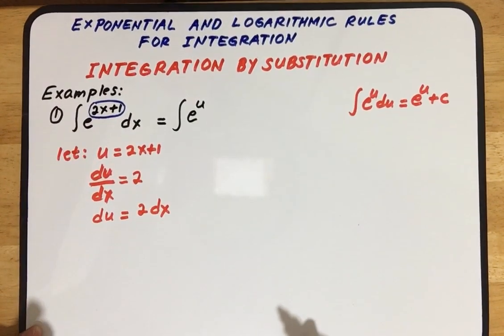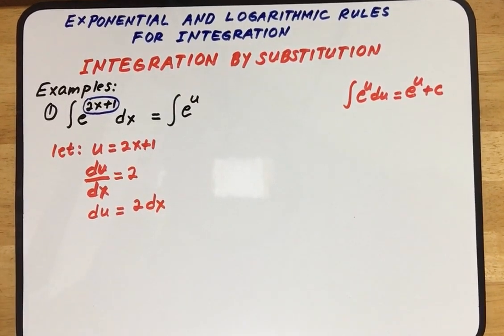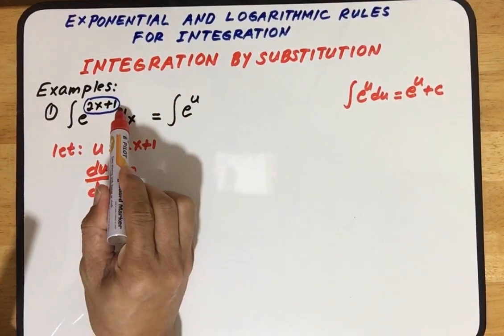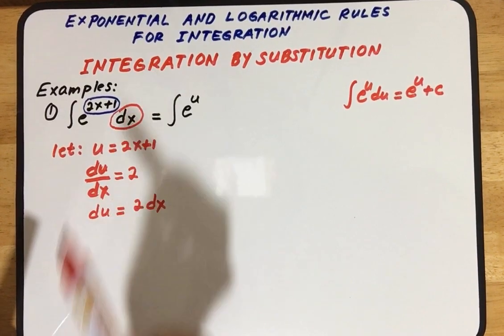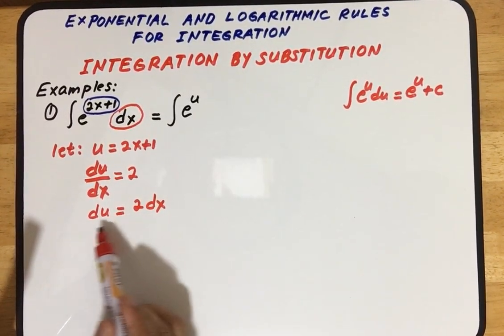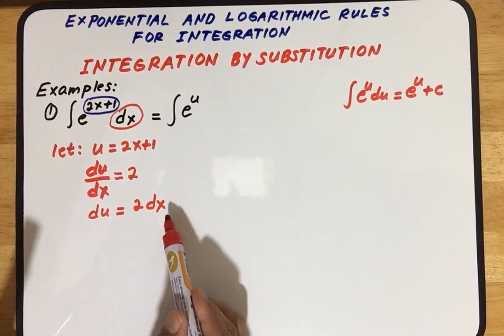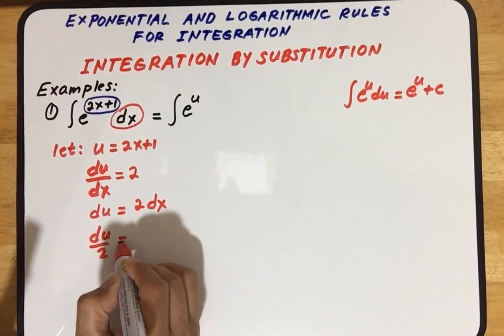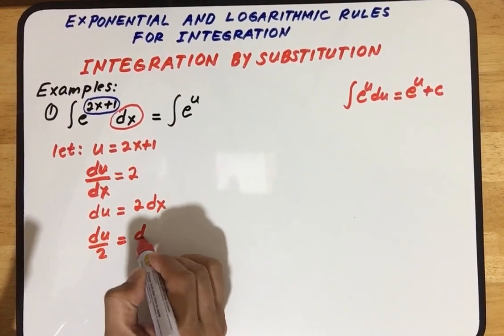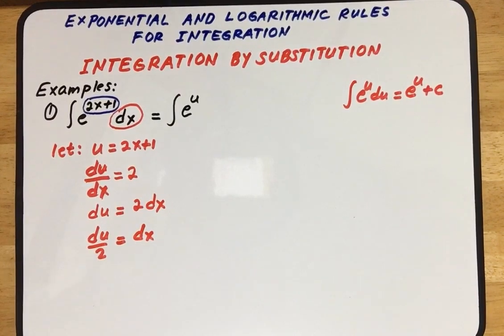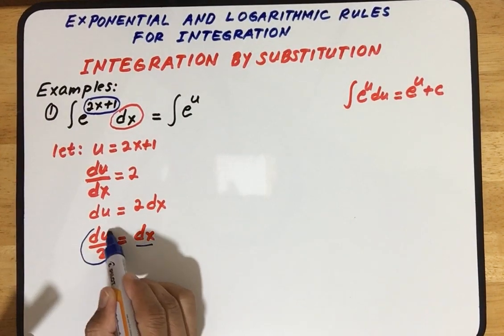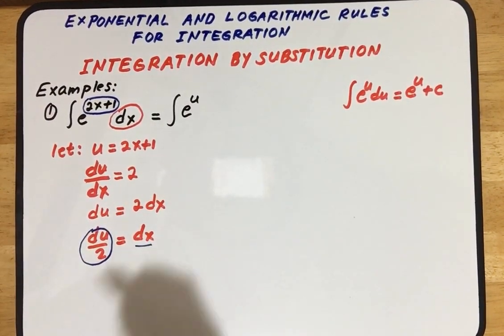Okay? So from here, we can solve for dx, because we need to find what dx is in terms of du. That can be found from this equation. To solve for dx, we just divide both sides by 2. So du divided by 2, then 2dx divided by 2. What is left is only dx. So now we found dx. Our dx is equal to du over 2, and this is what we are going to substitute here.